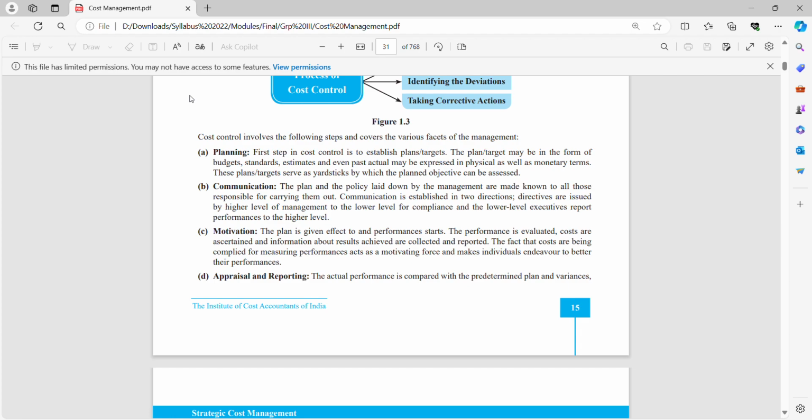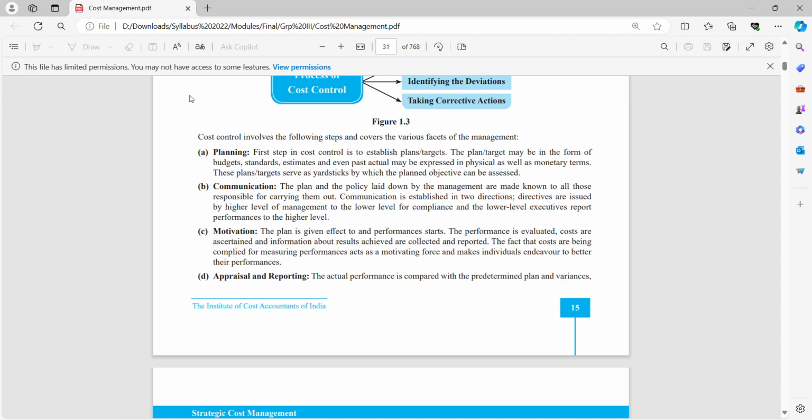Communication. The plan and the policy laid down by the management are made known to all those responsible for carrying them out. So what is communication? We have plan and policy, and this plan and policy are laid down by the management, and they are made known to all those responsible for carrying them out. Communication is established in two directions.